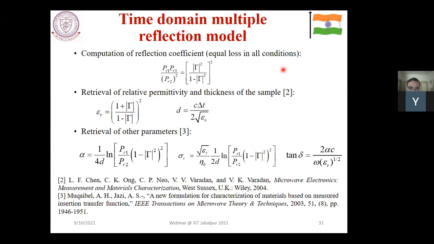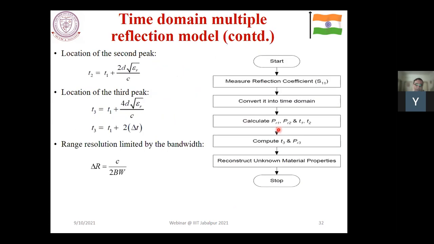So once you have this, as shown in this particular expression, you can compute gamma in terms of PF, the measured PR1, PR2, PR3, from which you can compute the relative permittivity of the medium, epsilon r, and the thickness of the sample, d. You can also retrieve other parameters like alpha, the attenuation coefficient, the conductivity, or the dielectric loss tan delta. I am showing you here the flow chart that one can follow to make a time domain.